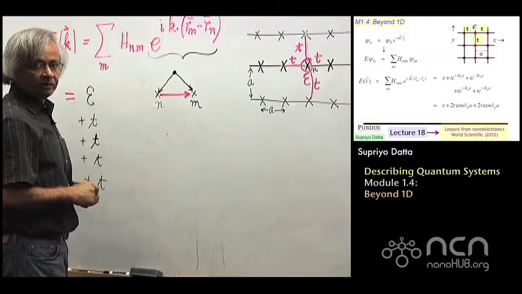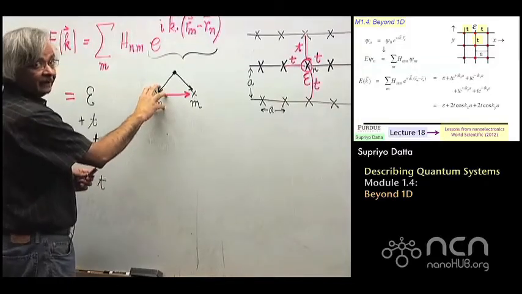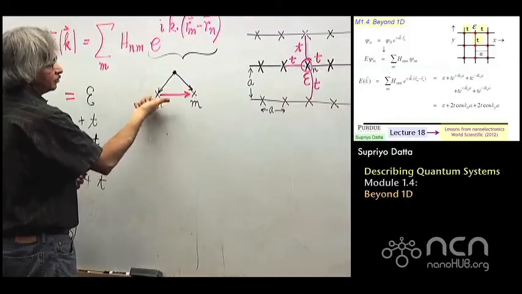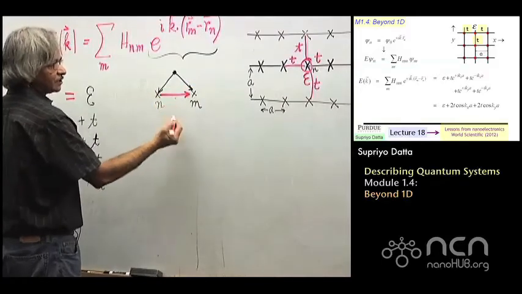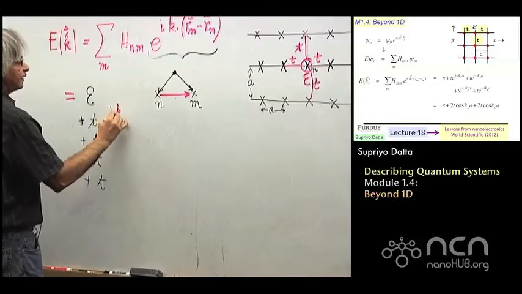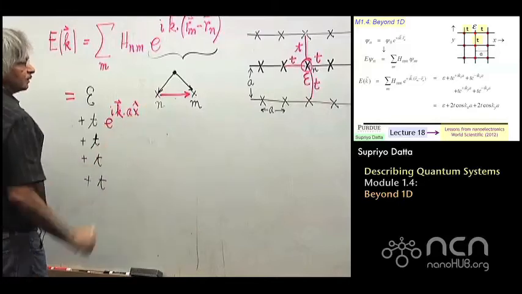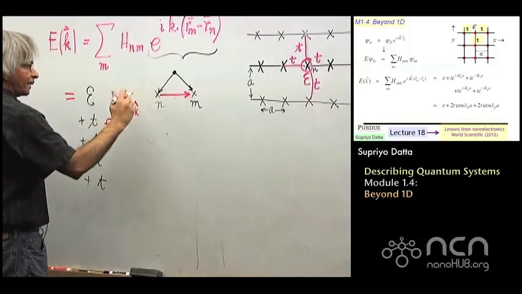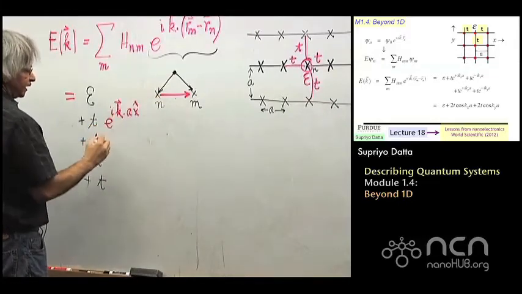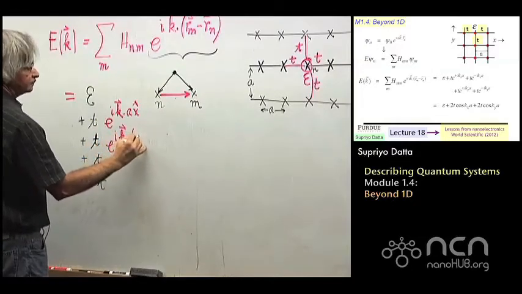Okay? So when we are doing this summation, and I'm standing at the location n, and I'm looking at that, it would be that vector which is in the x direction. So you'd have e to the power i k dot a times x. That's this one. Now if m happens to be in this direction, then again it will be exactly the same phase factor, but with a negative sign.